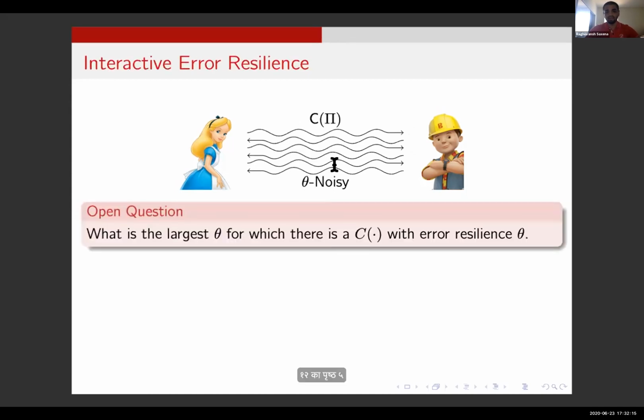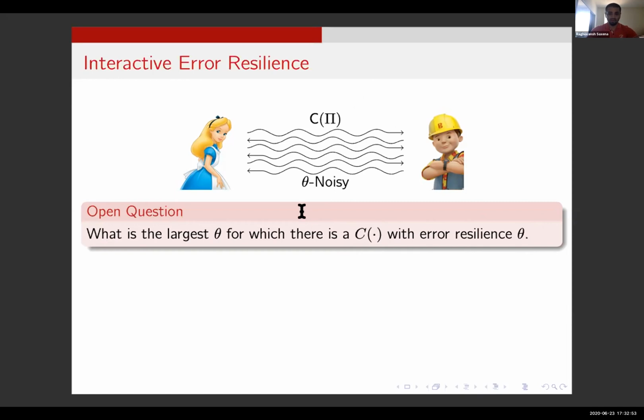Overall, if you want to run a protocol pi over a noisy channel, then you need to construct a code C and run C of pi that is resilient to a theta fraction of noise. One can imagine that as the value theta of the noise becomes larger and larger, the task of constructing this code C becomes more and more difficult. A natural question is, what is the largest value of theta for which there is a code that has error resilience theta, which means that this code C will work even if a theta fraction of the symbols sent over the channel are adversarially corrupted?